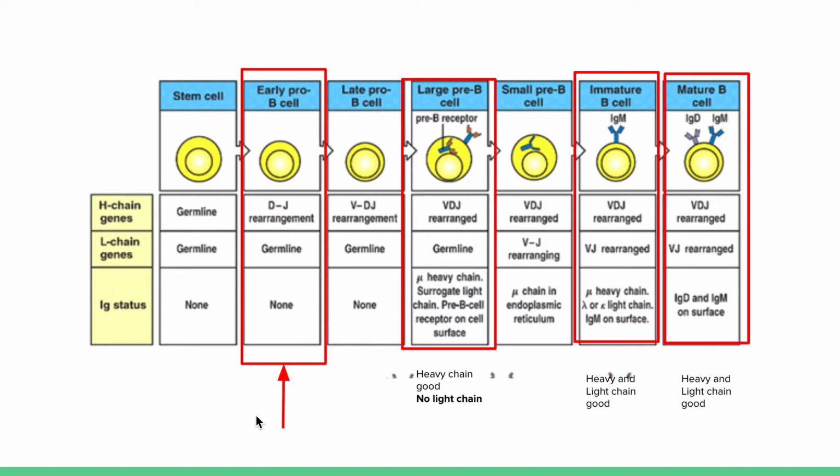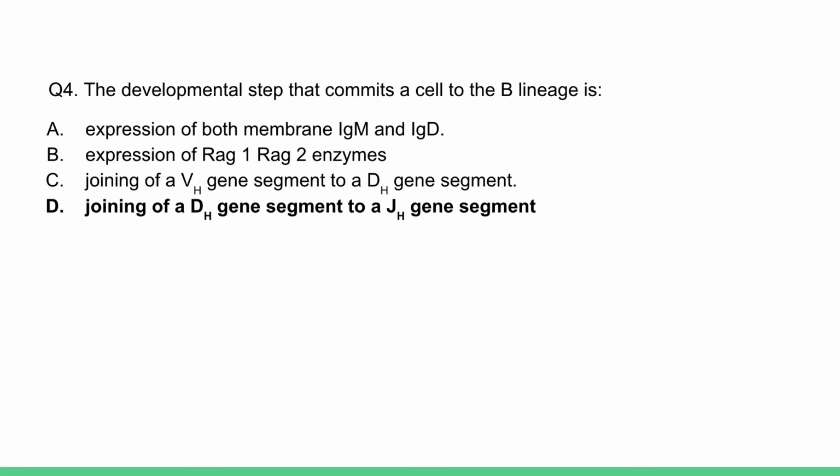So how you read this picture here first is, as you go to the right, your B cells are getting more mature. And on the left, you can see your heavy chains, light chains, and Ig status at each phase. So let's say we're looking at stem cell. Does a stem cell have heavy chains? No, it's still germline. Does it have light chains? No, it's still germline. Does it have an immunoglobulin status? None.